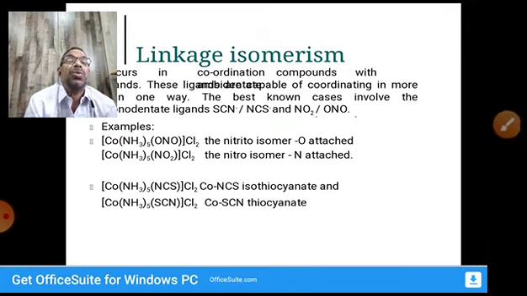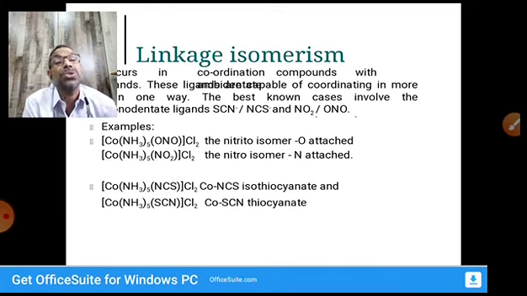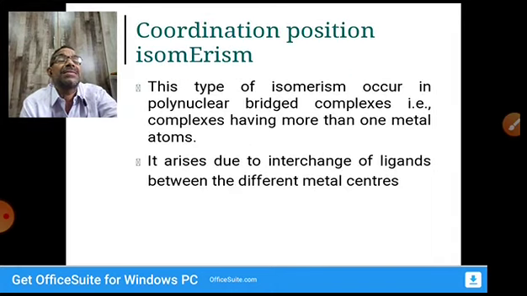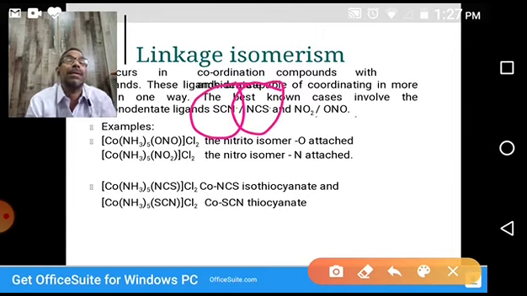Next, linkage isomerism. It is also one type of structural isomerism. In the name itself, it is understood: linkage. Compounds with a similar molecular formula differ in properties due to a difference in linkage with the same ligand. Generally, we observe this isomerism in thiocyanates and cyanates. You see SCN or NCS, both have the same formula, but different ligands.